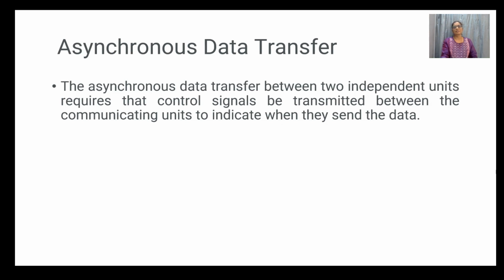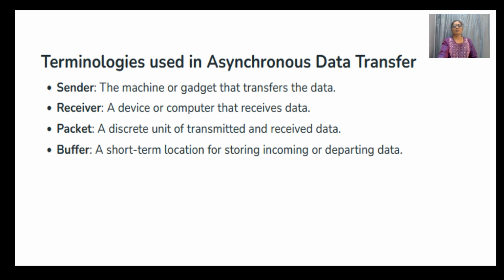What is meant by asynchronous data transfer? It means the data is transferred between two independent units and requires that control signals be transmitted between the communicating units to indicate when they send the data. The terminologies used in asynchronous data transfer are the sender, receiver, packet, and buffer. Sender is the one which transfers the data, receiver is the one that receives the data, packet is the unit that is transmitted and received, whereas buffer means a short amount of storage location for the incoming or departing data.